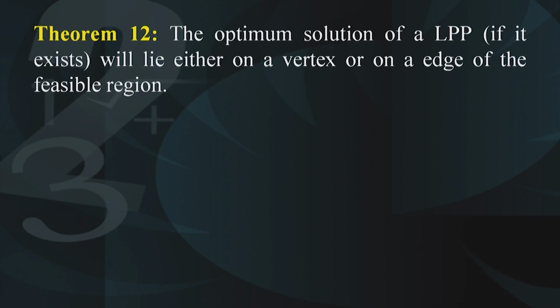Theorem 12 tells us that the optimum solution of an LPP, if it exists, will lie either on a vertex or on an edge of the feasible region. Now, this theorem 12 tells us the importance of studying these concepts of convex sets and polytopes with respect to the linear programming that we are studying.